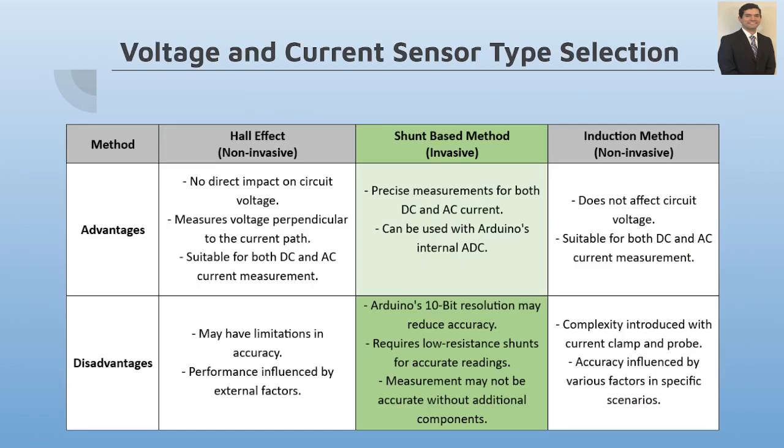For the voltage and current sensor, we considered different methods that accurately measure these two values, and we selected the method that was the most appropriate for our project. The sensors that use the Hall effect principle, or the induction method, mainly added an additional layer of complexity for our specific application. These two methods would have required additional components to guarantee accurate readings, such as a current clamp. We decided to use the shunt-based method. Even though it is an invasive method for measuring, this drawback can be mitigated by using low resistance shunts, which are resistors with very low resistance.